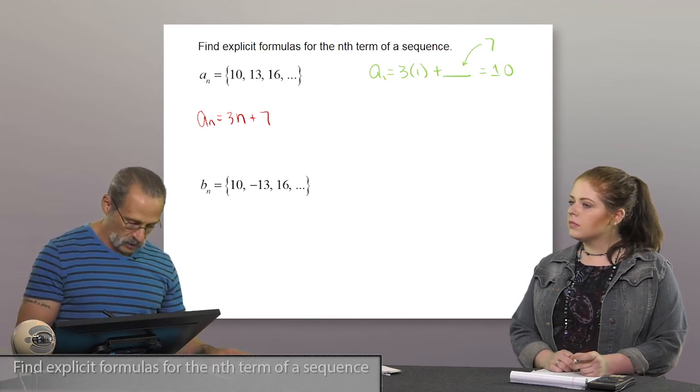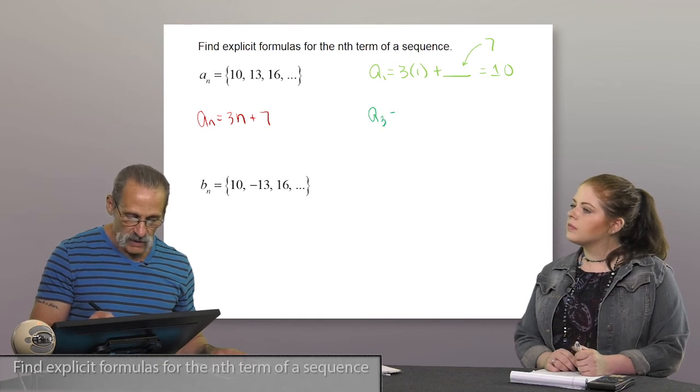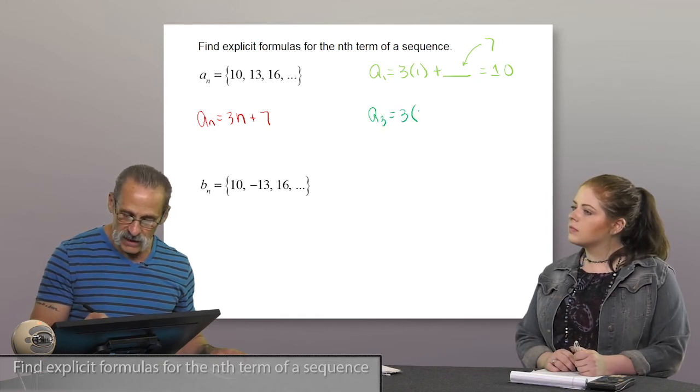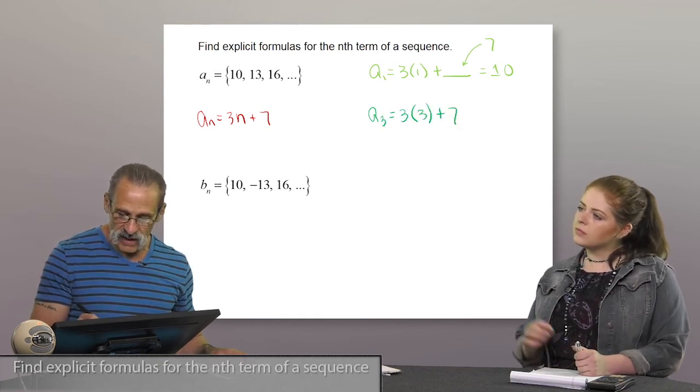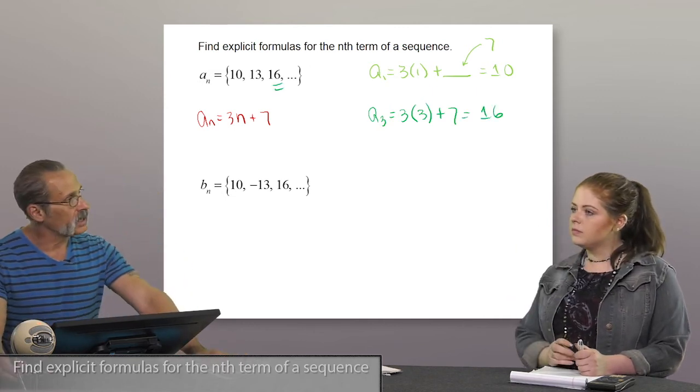Look at the third term. Let's do a quick check. You look at the third term and you say, gosh, if I substitute in a 3 for n, and then I add 7, that's 9 plus 7. That's 16. As it should be.